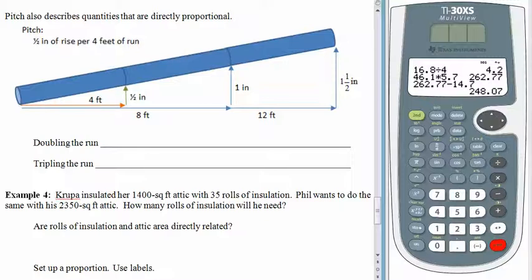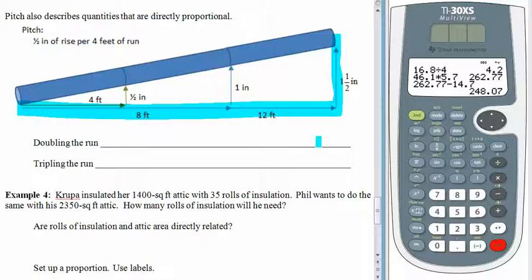And of course, if you triple the run, make it 12 feet long, then you get 3 times as much rise, or 1½ inches. So doubling the run doubles the rise. And tripling the run triples the rise. And that's how we know that these things are directly proportional. Doubling is a good test. You don't have to use lots of different numbers, but just asking yourself, if I double this quantity, what happens to the other quantity? And if it also doubles, you have things that are directly proportional.